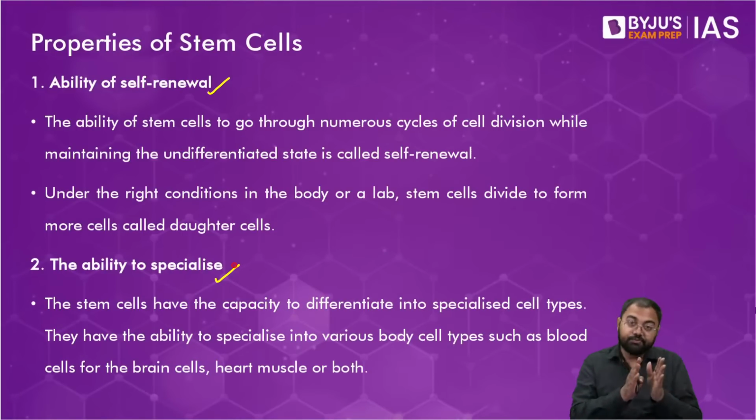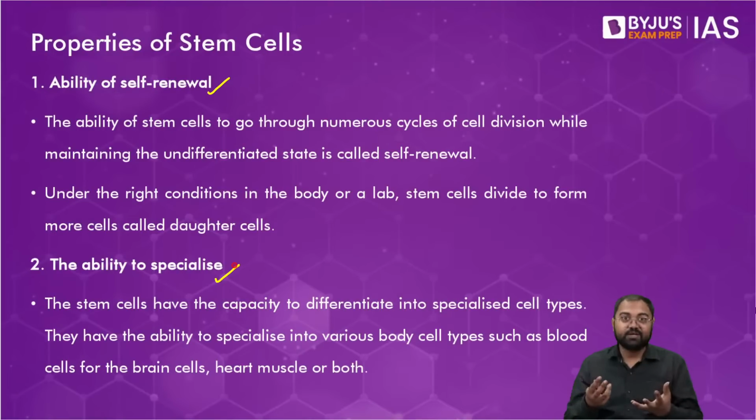Meaning, before the stem cells start to specialize, there will be multiple cycles of cell division. And in cell division, we discussed that it is an asexual process. So whenever cell division happens, it's just a replica of the cells that are being created.